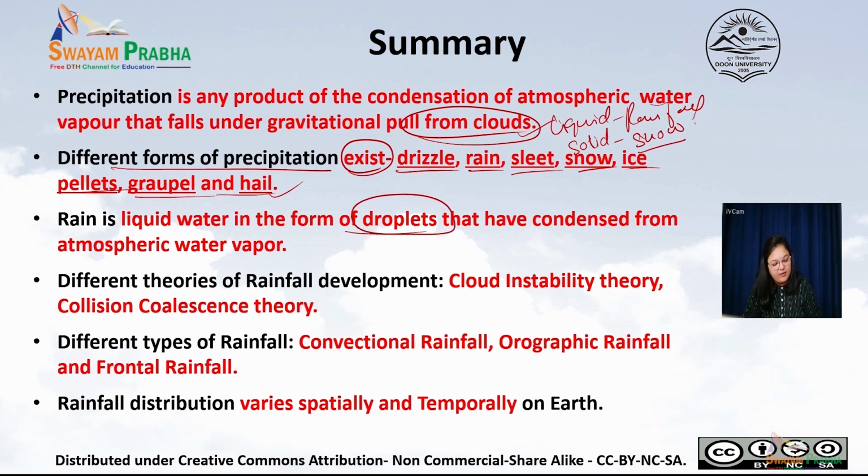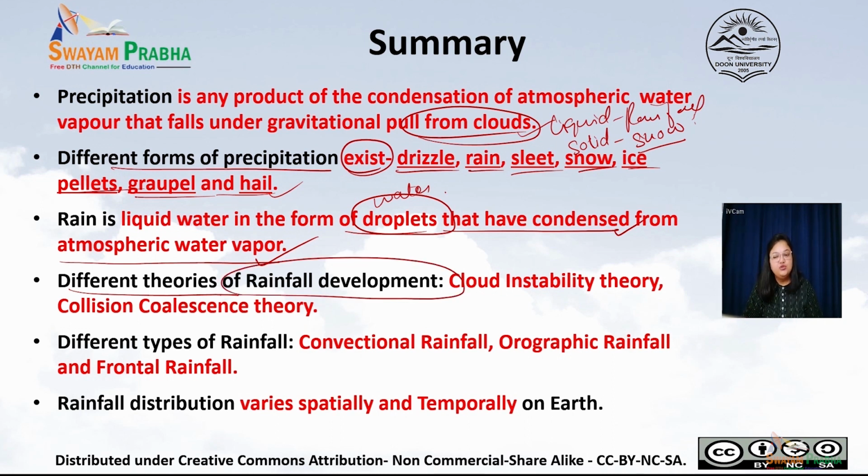And rainfall among them is one of the most commonly observed forms of precipitation, which is in liquid form. It is in the form of droplets that have condensed from atmospheric water vapor, and they fall under the gravitational pull of Earth as water droplets. Different theories of rainfall development have been propounded from time to time, but two theories, the cloud instability theory and the collision coalescence theory, are among the most prominent theories which help in understanding the mechanism of rainfall development. While the cloud instability theory mainly talks about the formation of ice particles and supercooled water droplets inside the cloud.